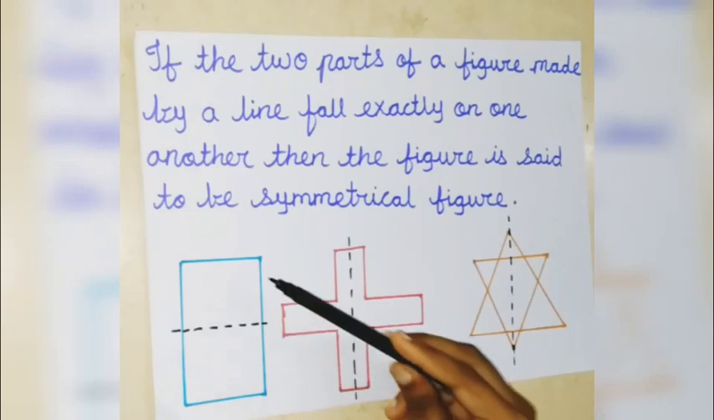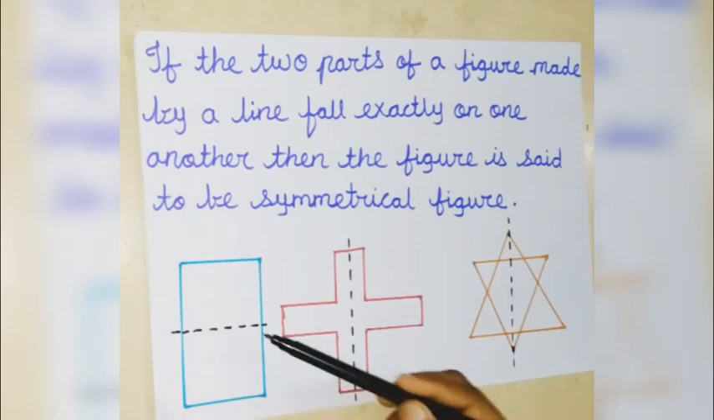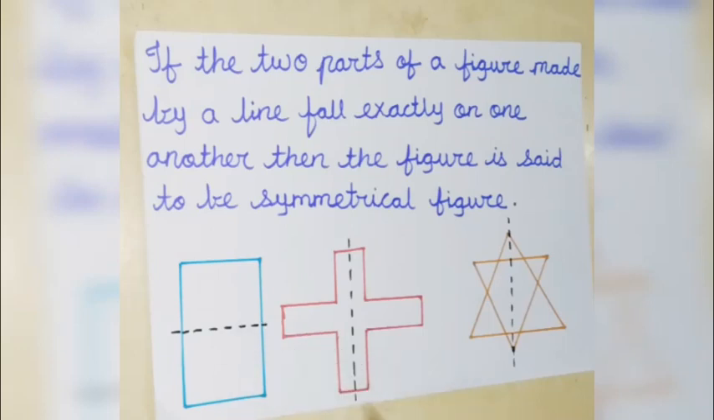Children, if you will fold this part on this, you will get the exact portion. It means आपको दोनों साइड कैसे मिलेगी? इक्वल मिलेगी. एक जैसी ही दूसरी साइड रहेगी. It means they will fall exactly on one another. Such figures are known as symmetrical figures. Children, we will see few more examples of symmetrical figures.